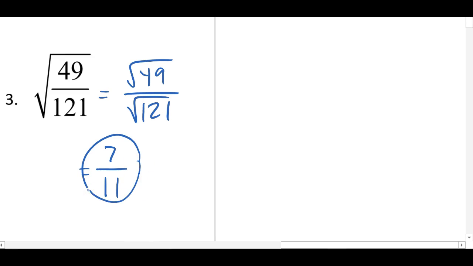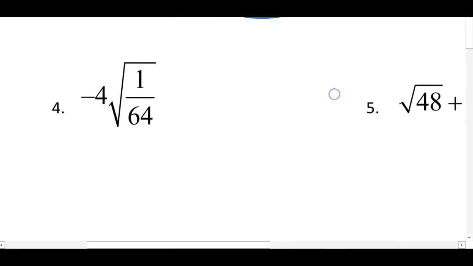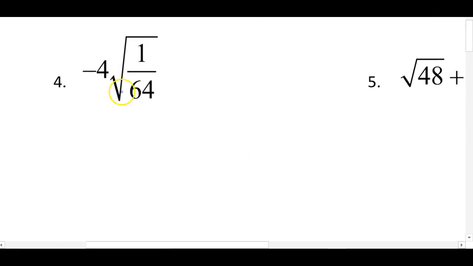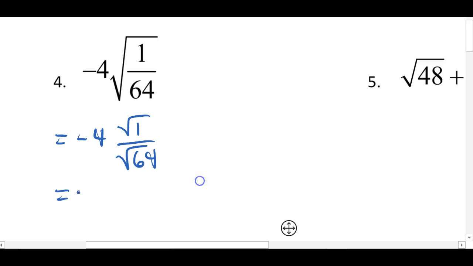All right. Let's go on to number 4. We're going to do this the same way we just did the last one, except now we have a 4 outside. So the next step, I'm going to put the 4 out here, and I'll do the square root of the top, square root of the bottom. And remember, this is negative 4 times the square root. So let's remind ourselves by putting parentheses. Square root of 1 is 1. Square root of 64 is 8.